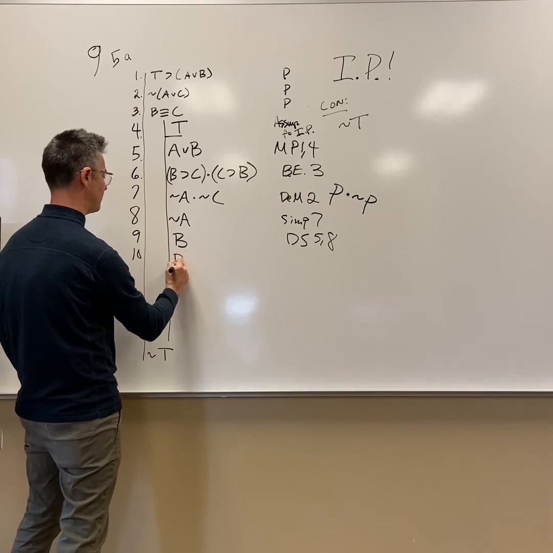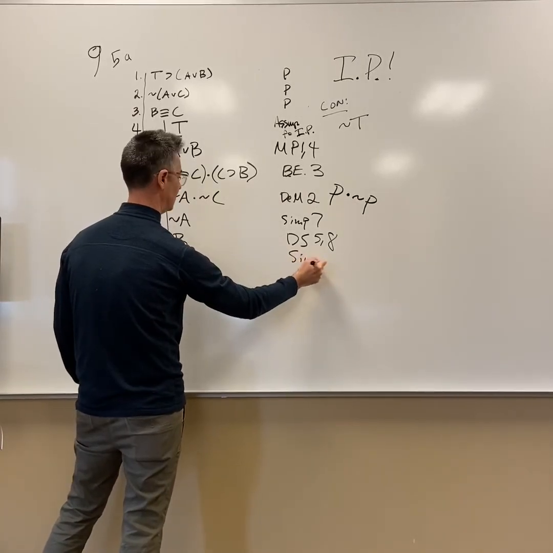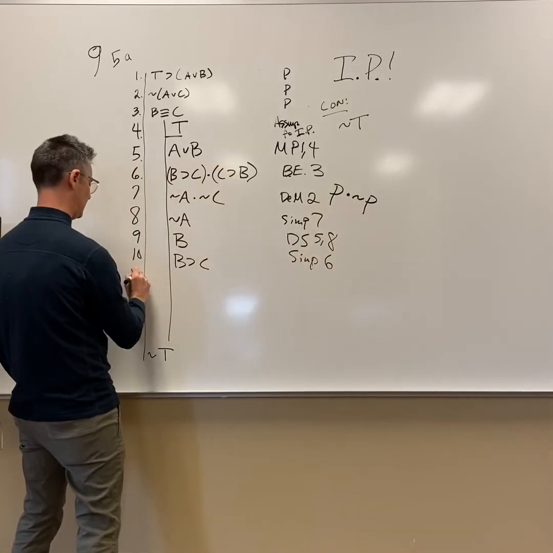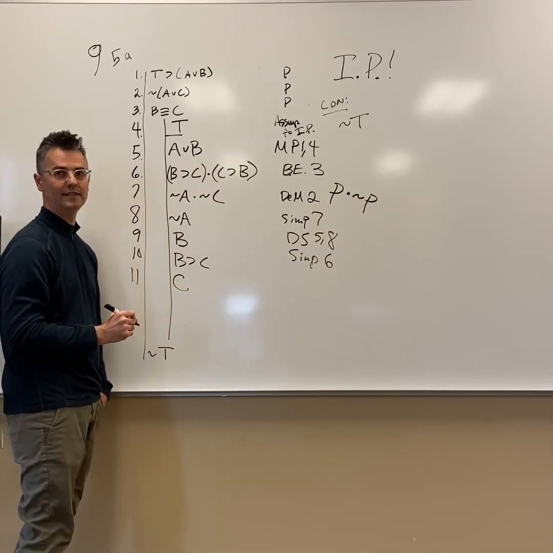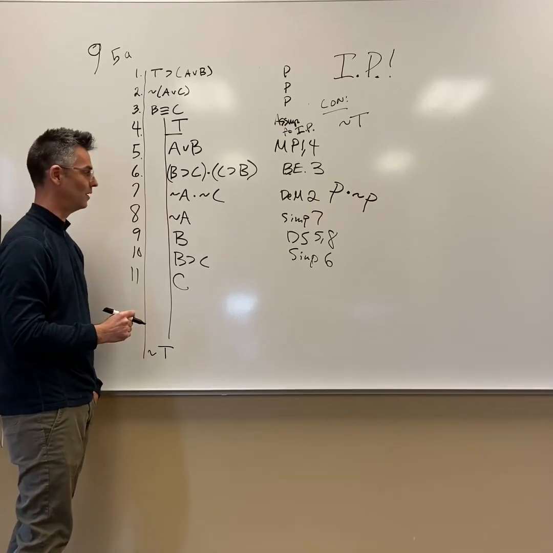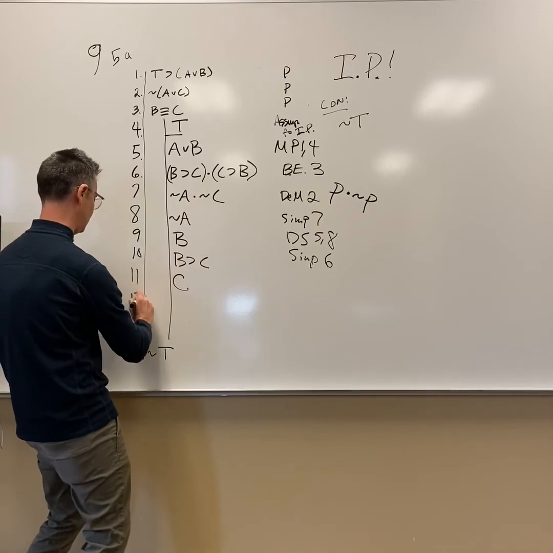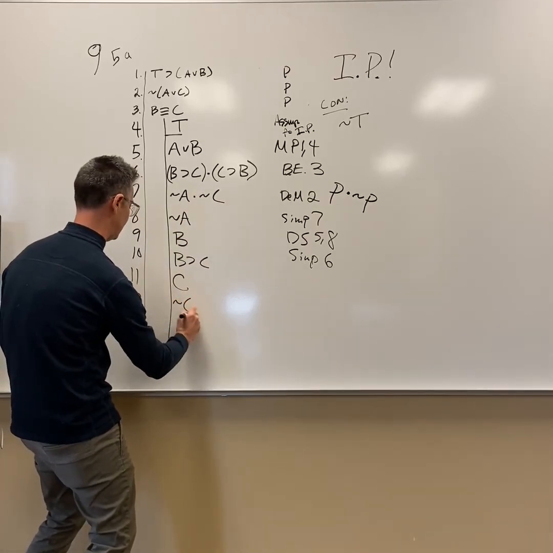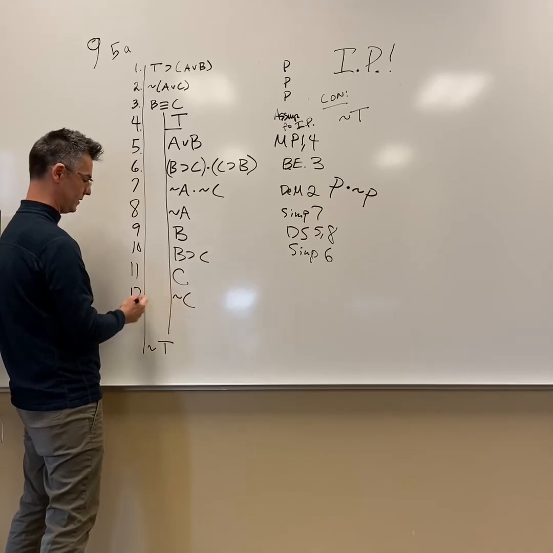So if I got this by itself, and I can, again by simplification on line 6, then I'm going to have C by itself. Oh, and now we see what our conclusion is going to look like. We're like, oh, well, I've got not C here. So I write that down. So now I've got C and not C in the very same subproof structure.